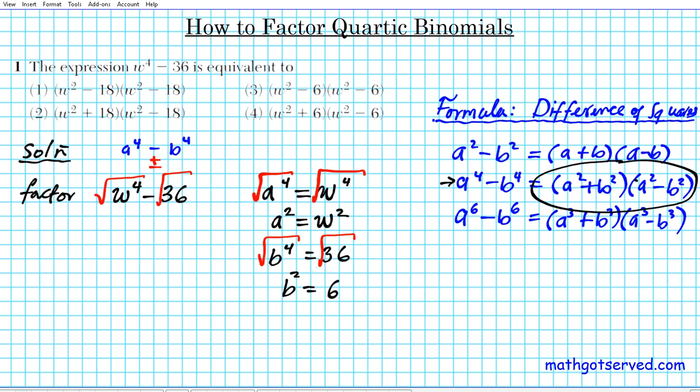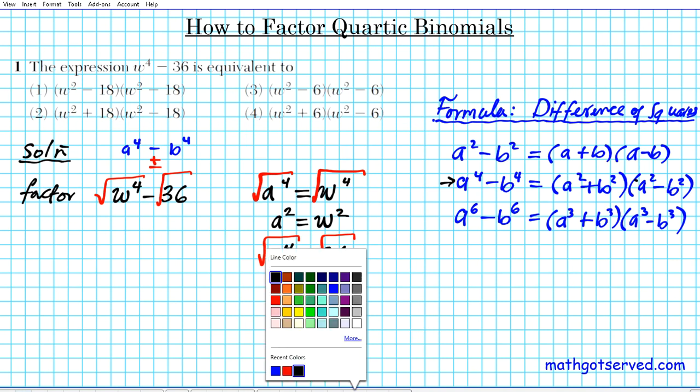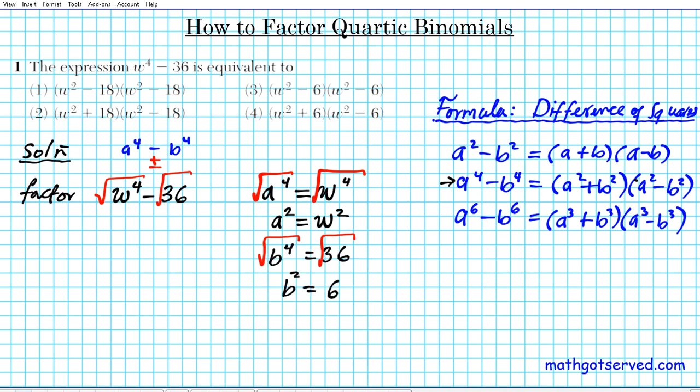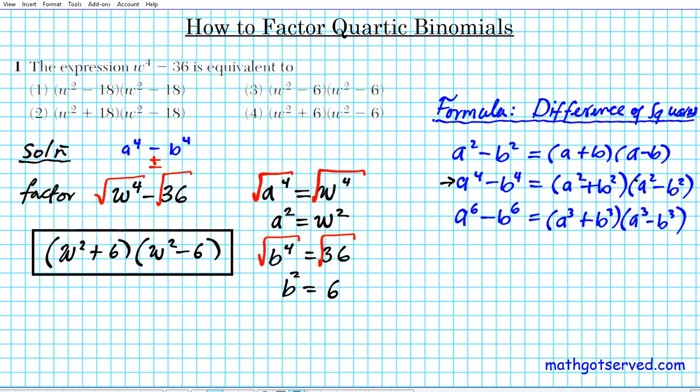All right. So using that formula here, let's see what we'll have. Our final answer is going to be w squared, which is a squared, plus b squared, which is 6, times a squared again, which is w squared, minus b squared, which is 6 again. Ladies and gentlemen, this is the equivalent form of the expression w to the fourth minus 36.